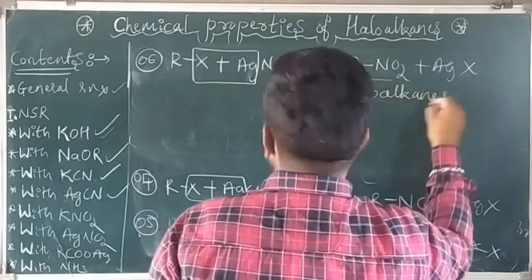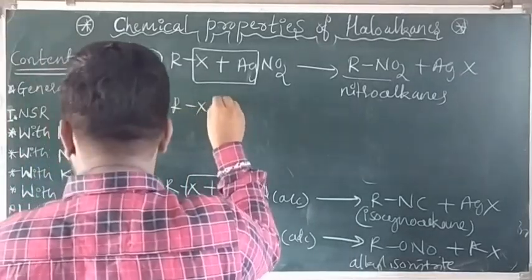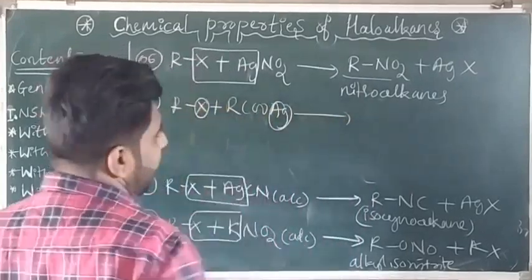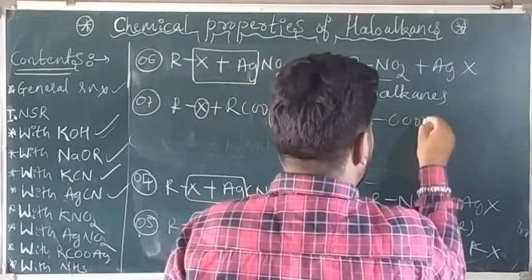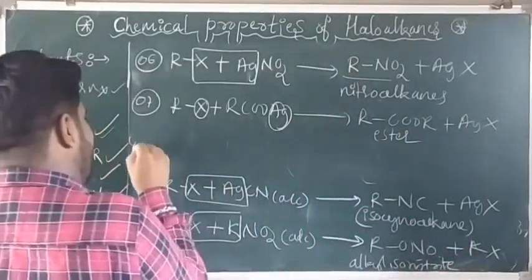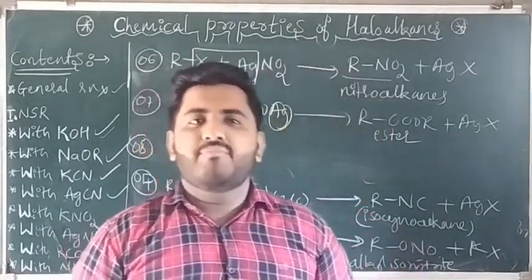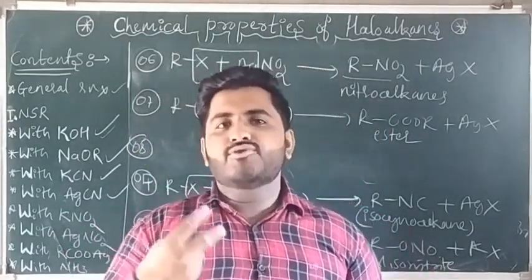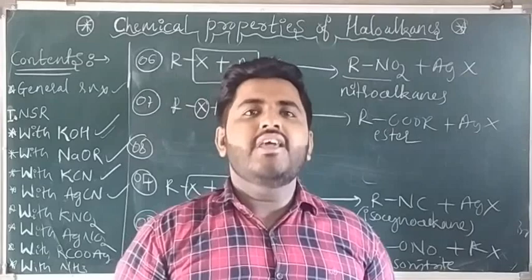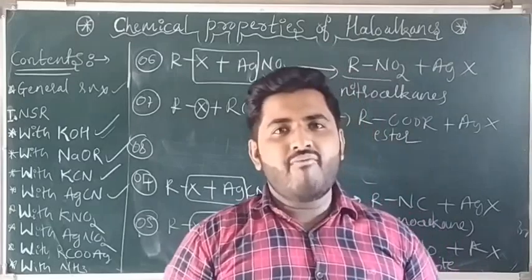Nitroalkanes are produced. So lastly, seventh one, when we treat haloalkanes with silver salt of carboxylic acid, we got Ag and this X eliminated, and we got RCOOR plus AgX. This is nothing but ester formed. And last reaction, when we treat alkyl halide or haloalkanes with ammonia, we are getting primary amine. If you use 2 molecules of haloalkane, we got secondary, 3 molecules tertiary, 4 molecules quaternary ammonium salts are produced. I hope you understood. This is regarding the chemical reactions of haloalkanes.